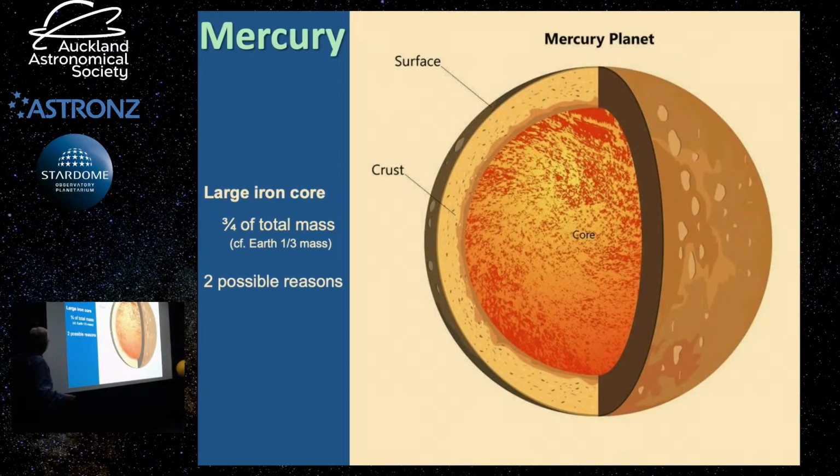Mercury has a really large iron core. It's about 3/4 of the total mass of the planet. And comparatively, about 1/3 of Earth's mass is its big iron core in the middle. But Mercury has a large iron core. Two possible reasons. The most commonly accepted reason over the many, many years has been probably a collision early on after it formed.